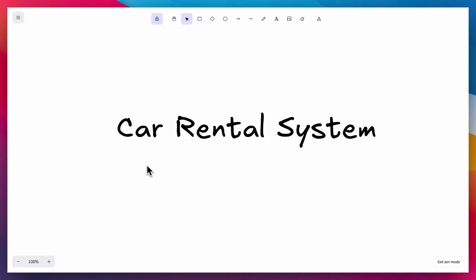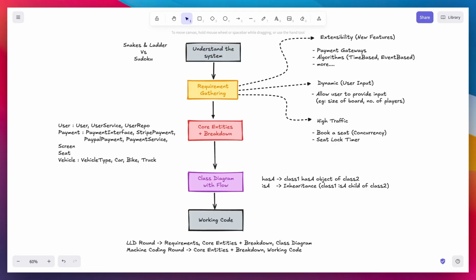Hi everyone, in this video we'll be designing the car rental system. This is one of the popular questions which is nowadays asked in various startups in India. So let's get started. This is the flow that we would be following in each and every video in our low level design series.